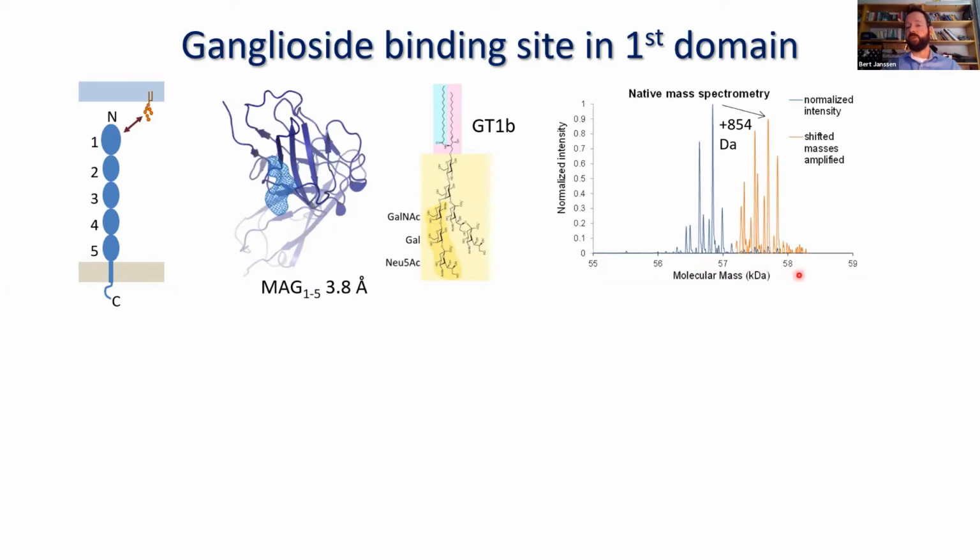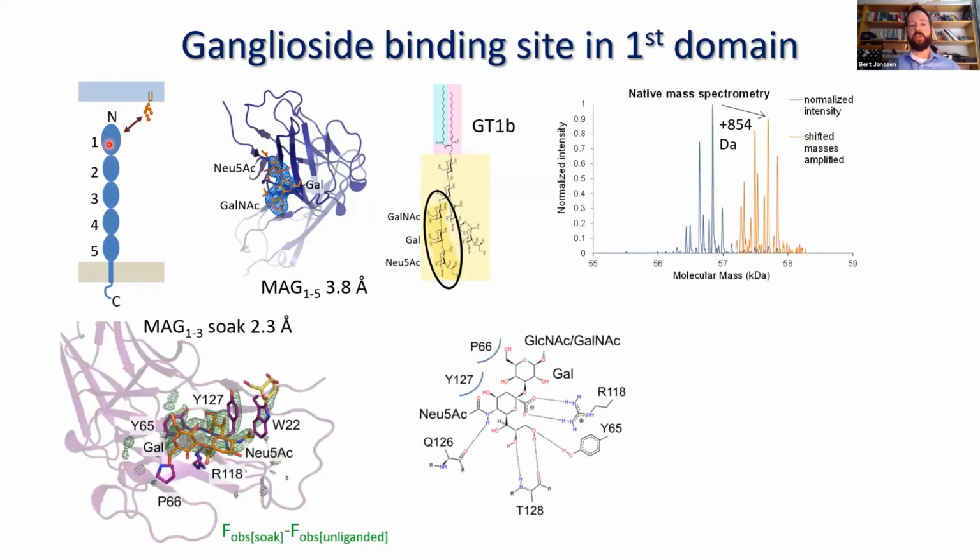And Joost was able to show that about 5% of the MAG molecules, with native mass spectrometry, had something bound of 854 Daltons, which could be something like a tetrasaccharide. And so we tried to model something in this density, although the resolution is a bit too low. So we decided to go for better crystals and make the first three domains of MAG, which contains the ligand binding site. And that crystallizes much better.